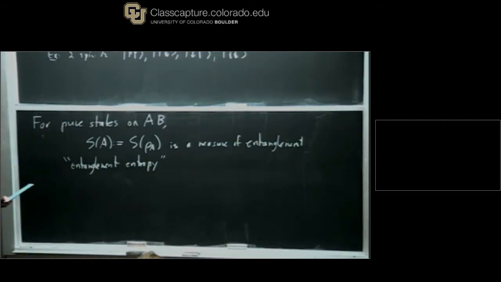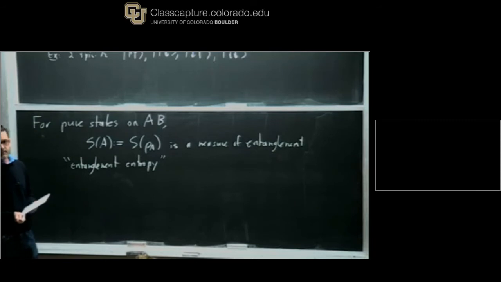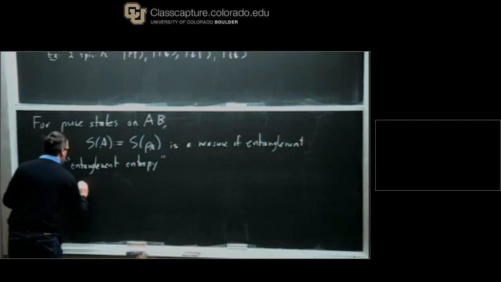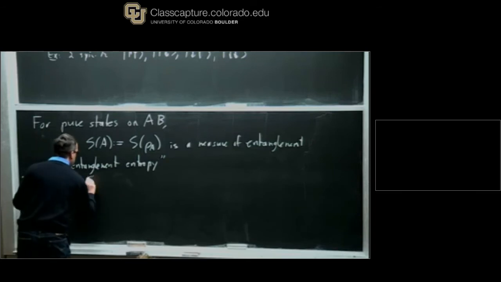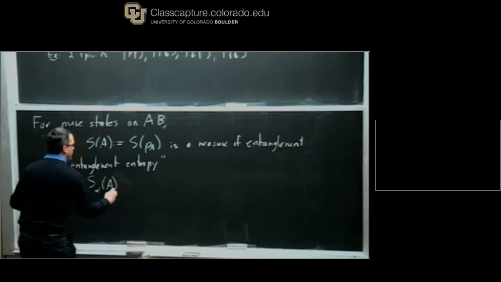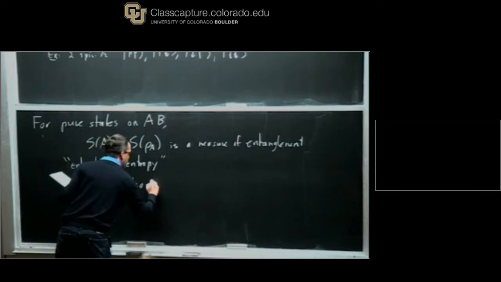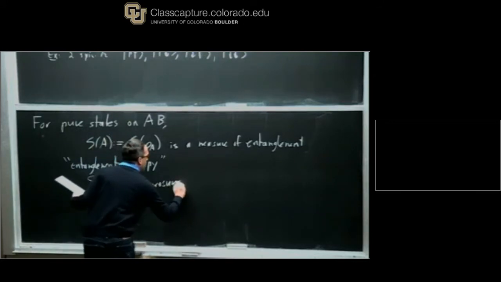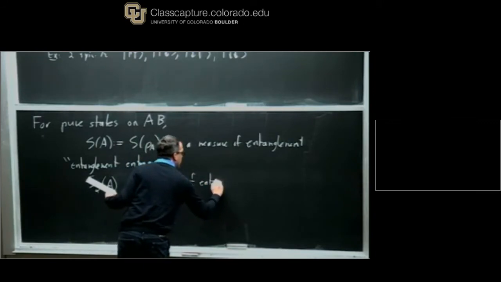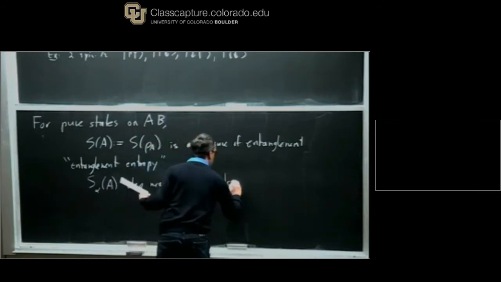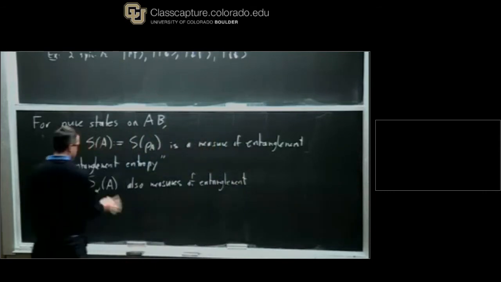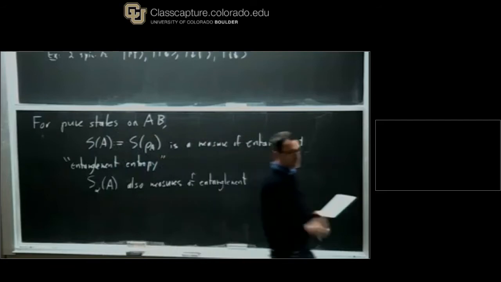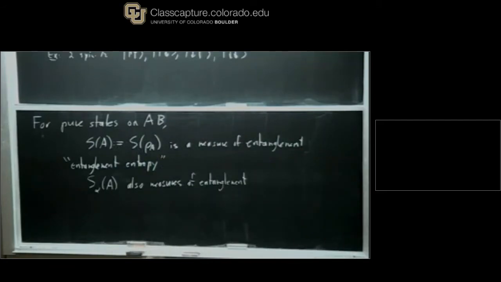The entropy of A. It's the entropy of A. That's what it is. Because the Rényi entropies are also measures of mixedness, S alpha of A are also measures of entanglement. So if instead of calculating S, you calculate S2, and you find it's non-zero, then you know there's entanglement. If you find it's zero, you know there wasn't entanglement. These are if and only if statements.